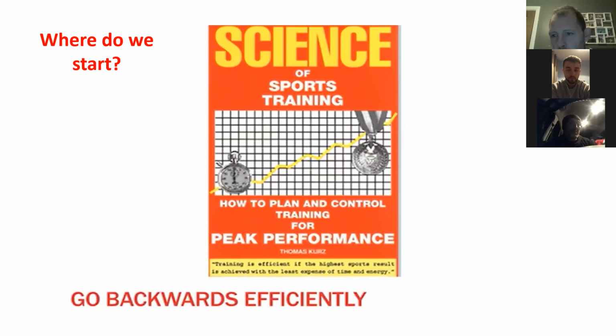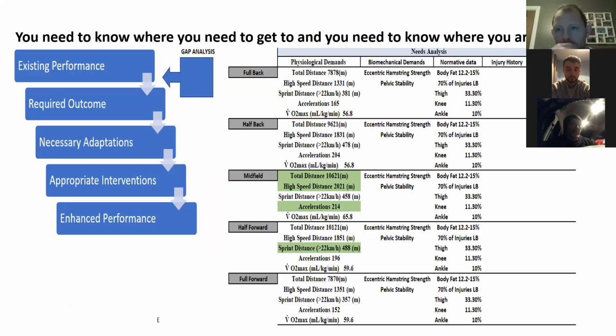So this book is just teaching us how to go backwards efficiently, right? So we start with the end in mind. If we want to get a player to a certain level of capacity, then we see where they are at this current time, and then we try to build to that end point. So we need to know where we want to get to, and you need to know where you are. On this slide here, it's not an exhaustive needs analysis, but it's a little bit of a needs analysis on intercounty Gaelic football, right?